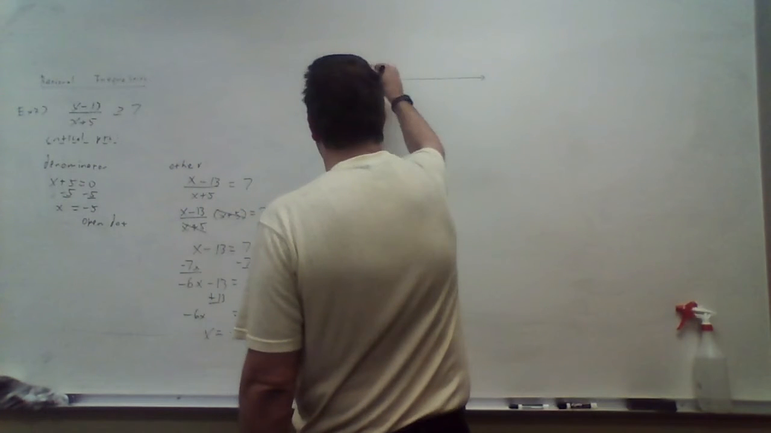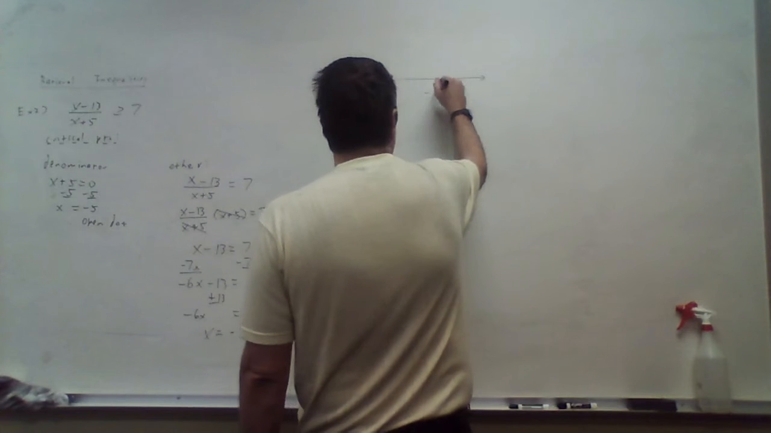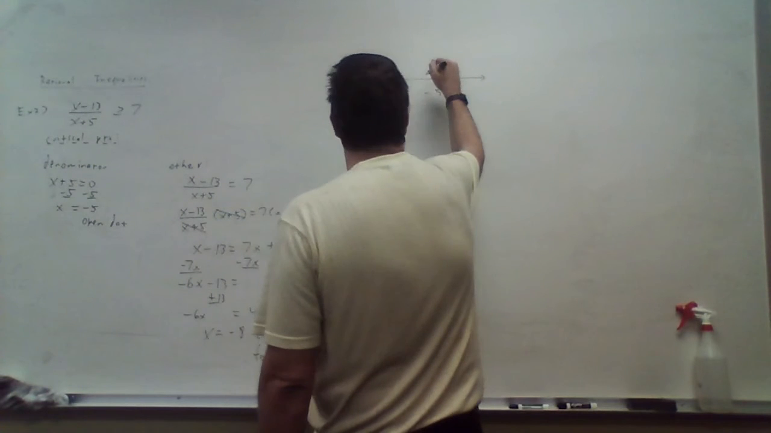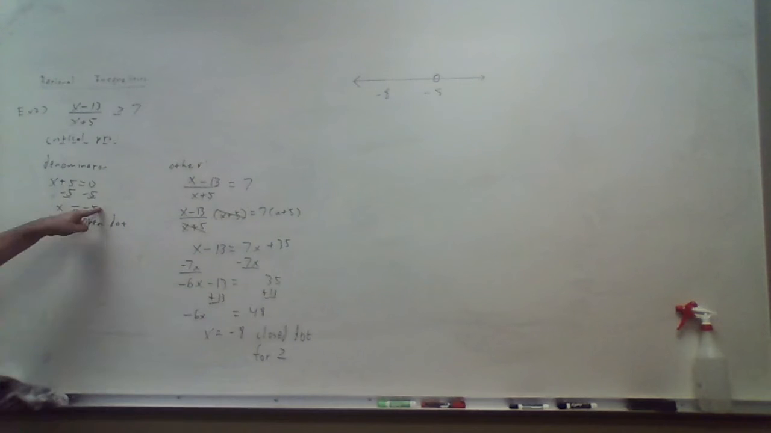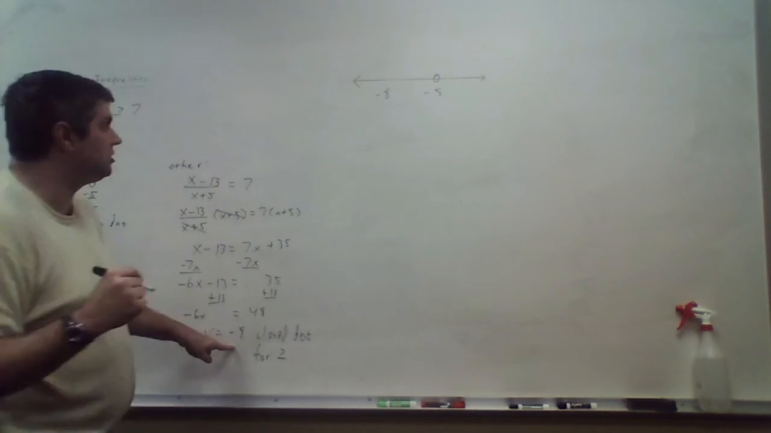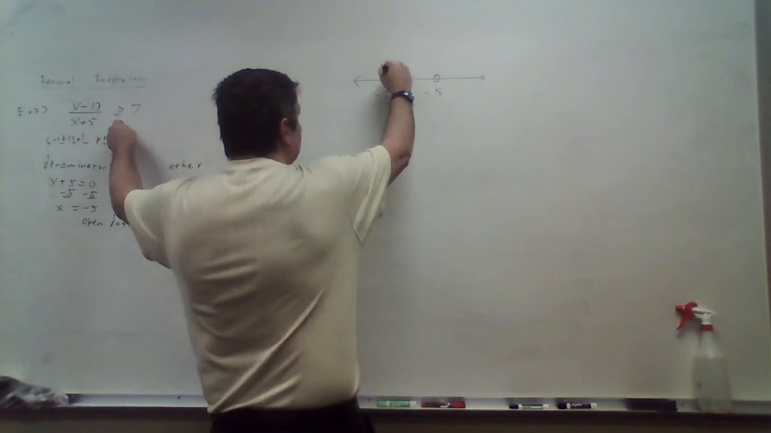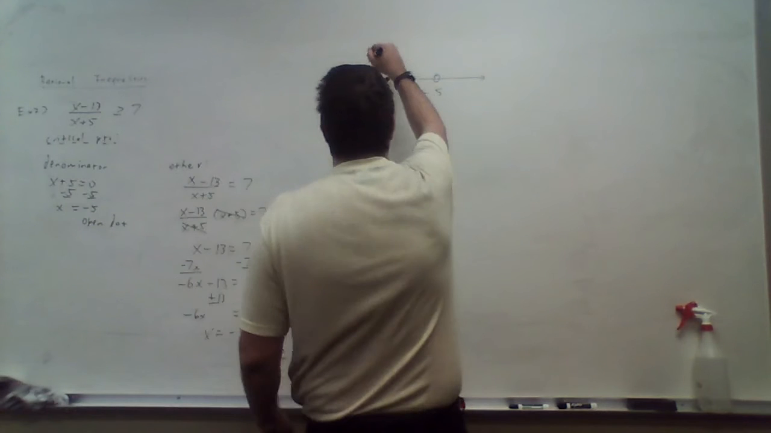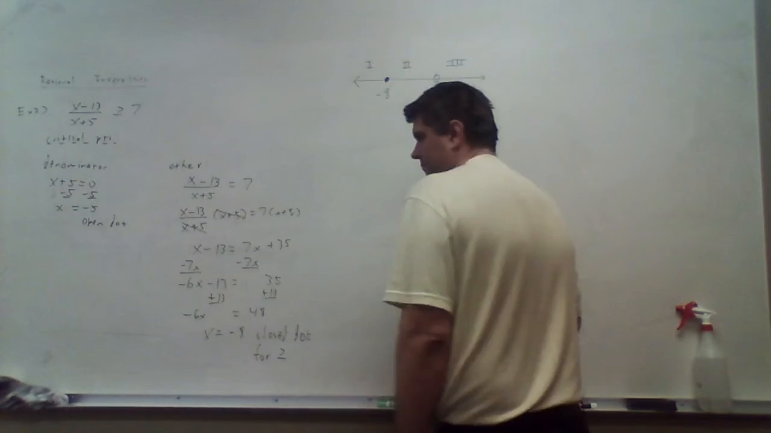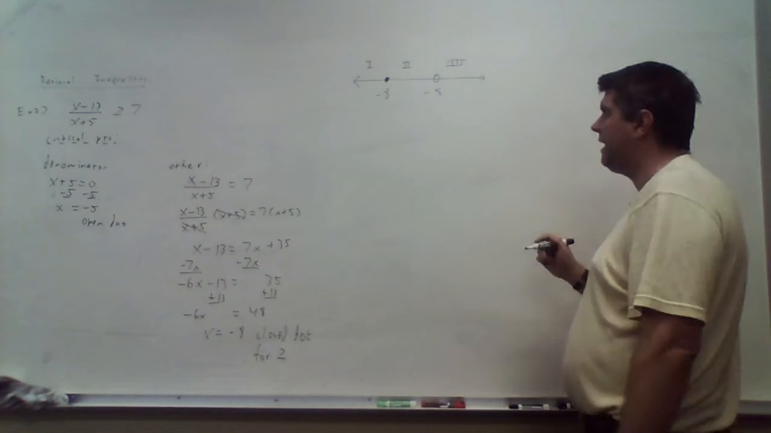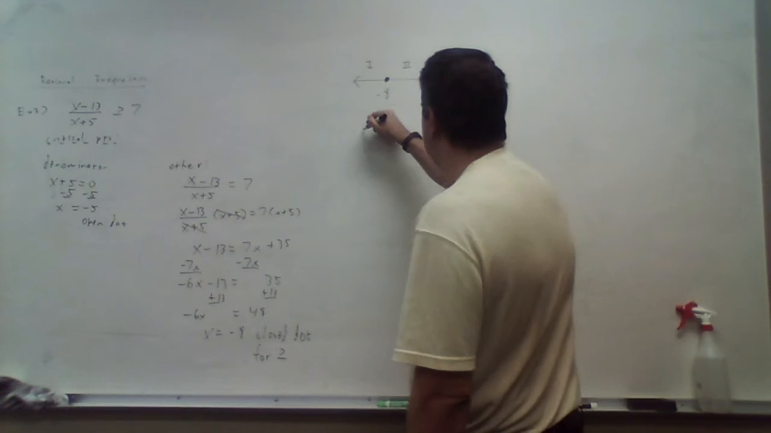So, we have negative 8, we have negative 5. We have an open dot over the negative 5 because it's the critical point from the denominator. And the negative 8 is a closed dot because of the "or equal to." Region 1, region 2, region 3. And now we'll test each region.